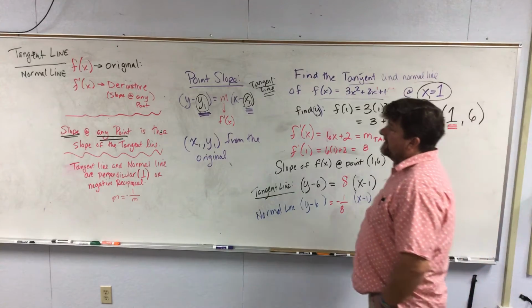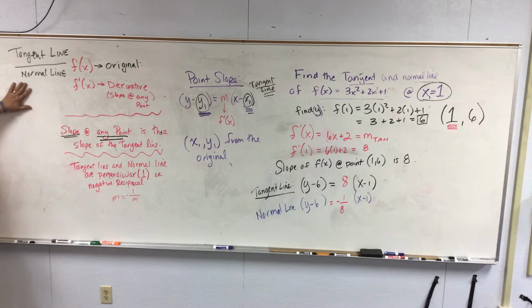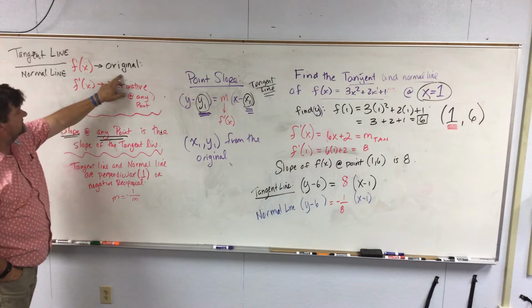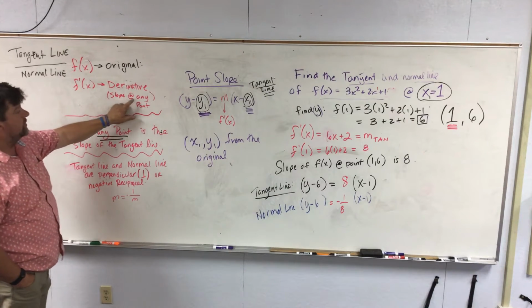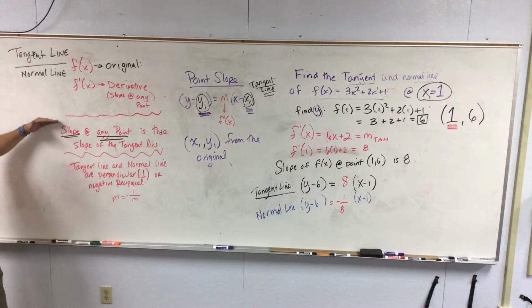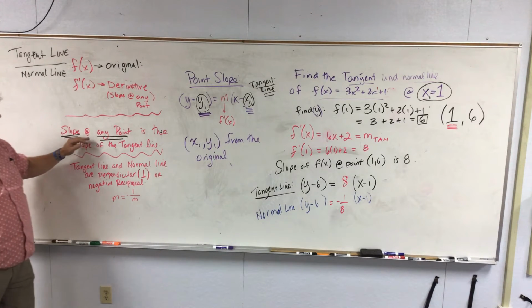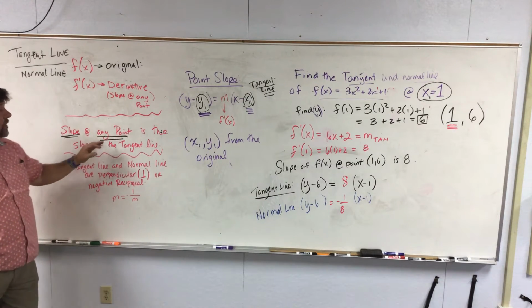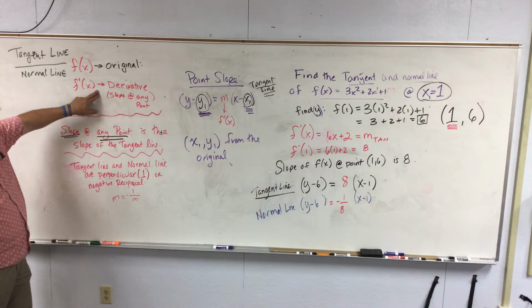So we have the tangent line and the normal line tonight. We've been talking about this idea that f of x is our original function, and then f prime of x is our derivative. Now our derivative is the slope at any point. The slope at any point is the slope of the tangent line to f of x. So we're finding the slope of the tangent line.